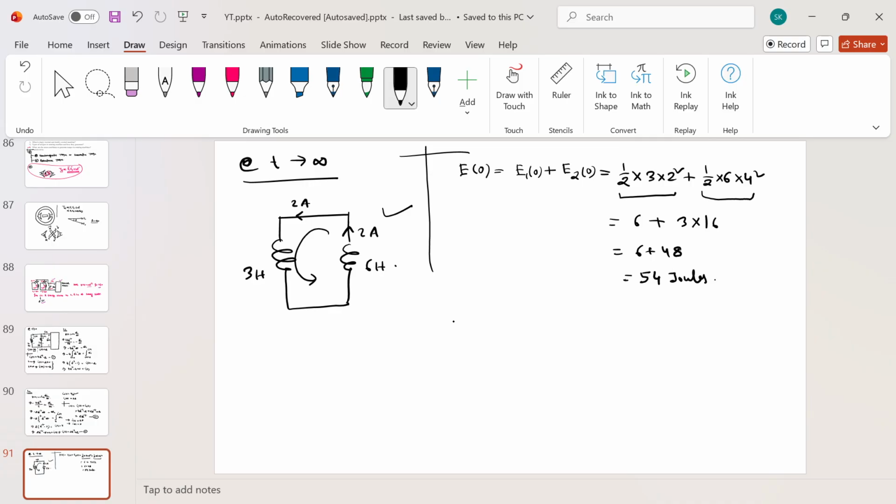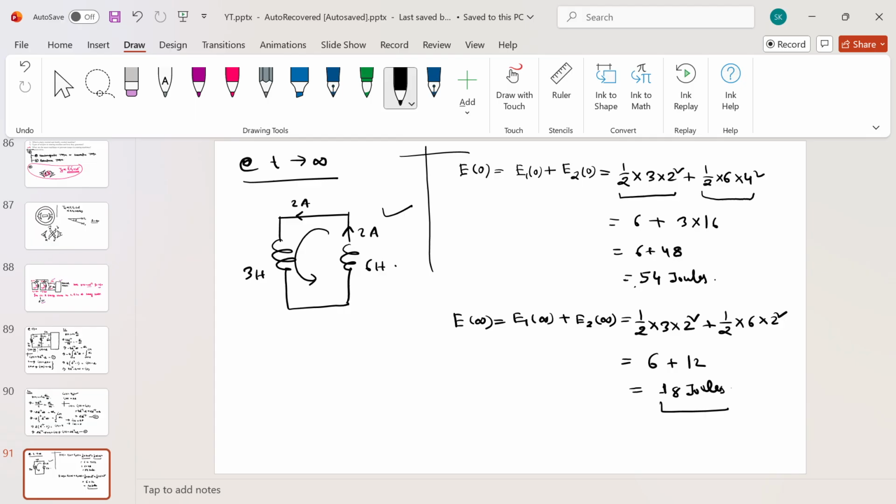Now at steady state, what is happening? At steady state, you can also calculate the energy stored in both the inductors. So half into 3 into 2 square, both the inductors have the same current, and half into 6 into 2 square. So it will be 6 plus 12, equal to 18 joules. So basically at steady state it has this energy, and initially these two inductors had this 54 joules. So you can also calculate the energy lost.